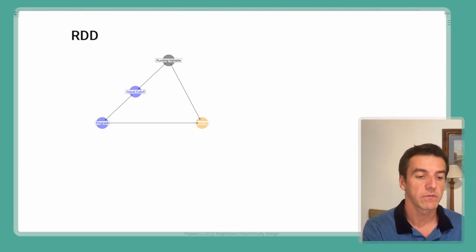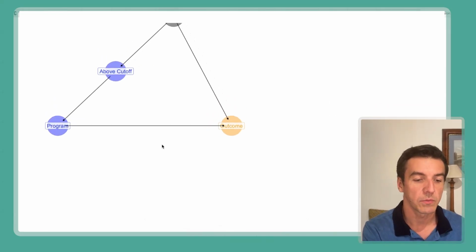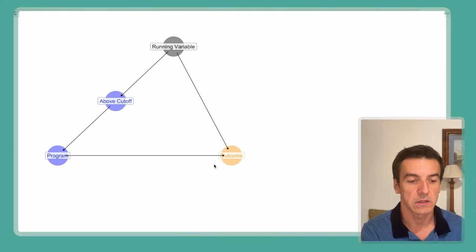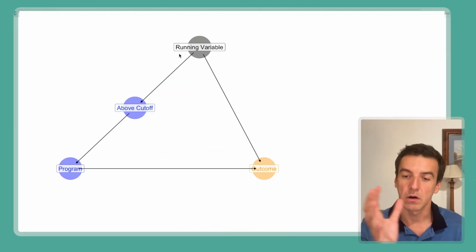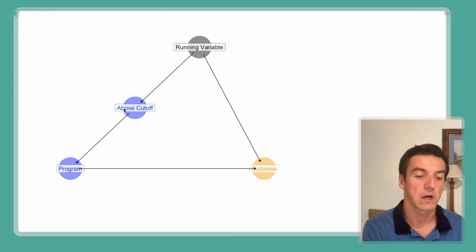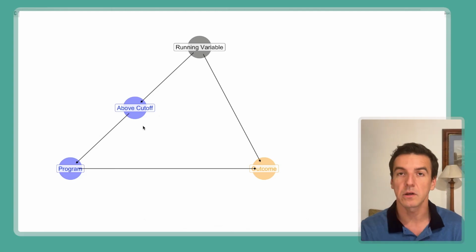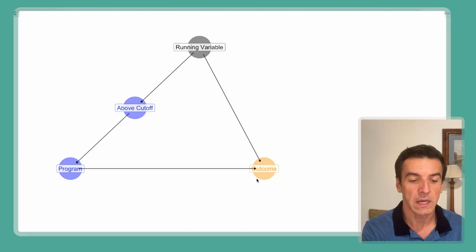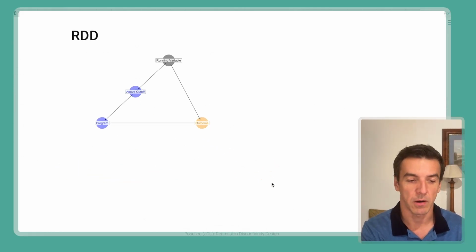So this is how we can think of how the program is reflected in the outcome. We have a running variable, some sort of variable, for example a score, that determines whether a person gets exposed to the program or not. There's a certain cutoff. It could be either above a cutoff or below a cutoff, and those people are exposed to the program. This will result in some sort of final outcome.